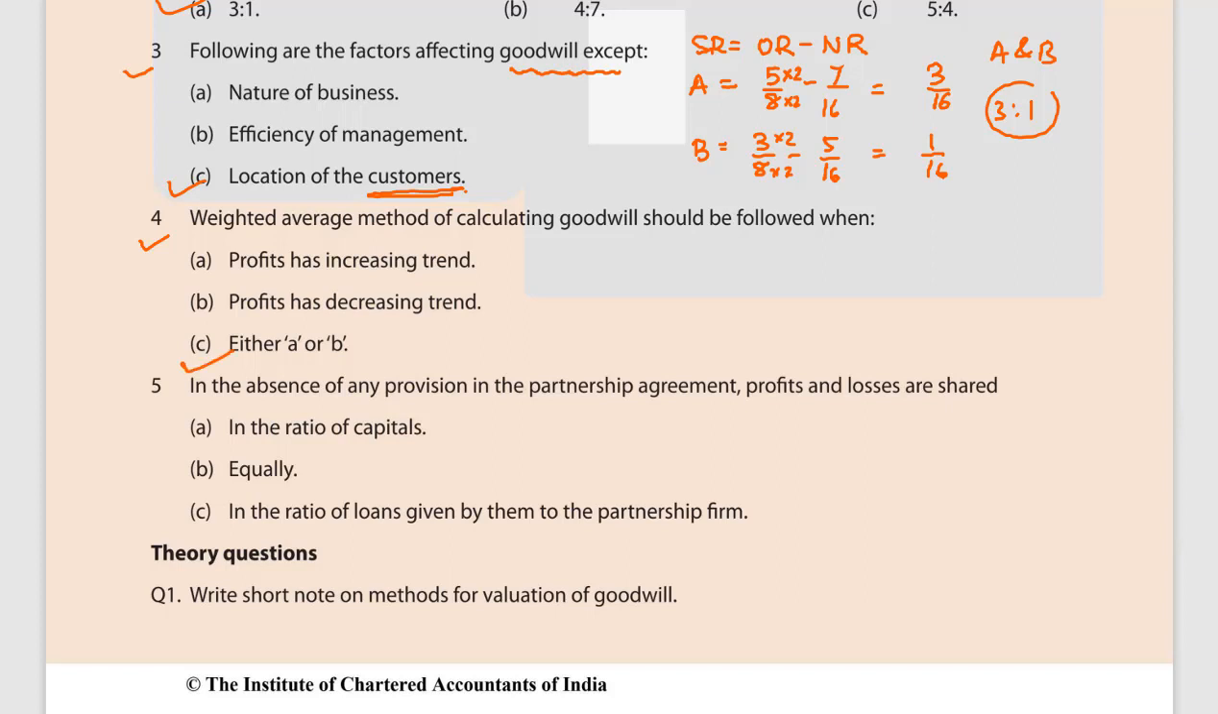Next question, question 5. In the absence of any provision in the partnership agreement, profits and losses are shared A. In the ratio of capital, B. Equally, C. In the ratio of loans given by them to the partnership firm. It's B. Profits and losses are shared equally. I believe you understood till here. We are stopping here.